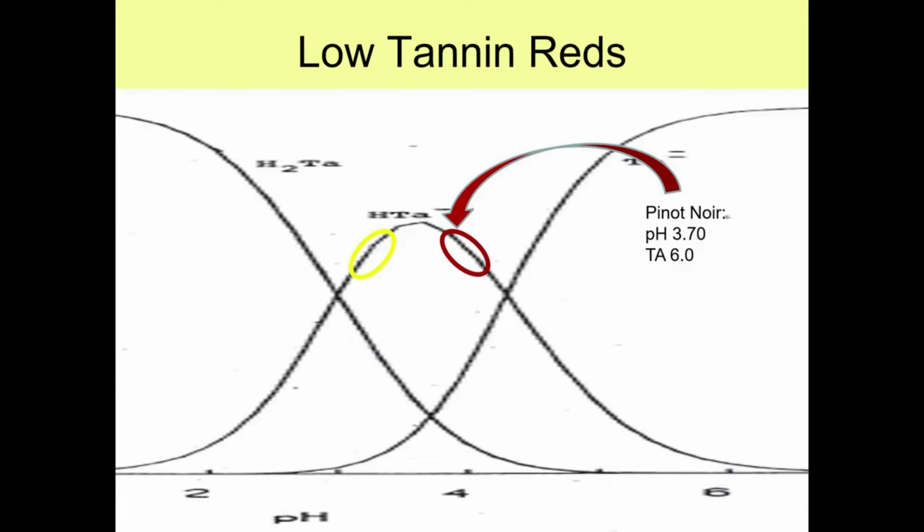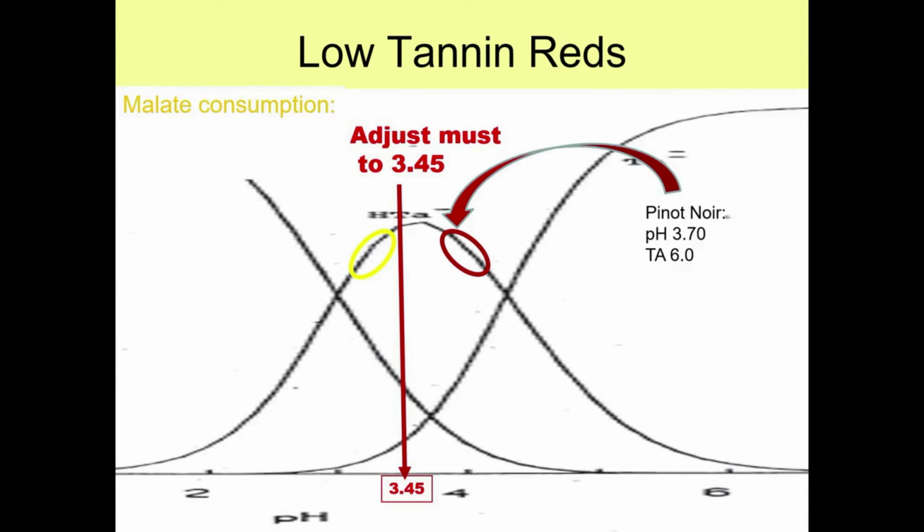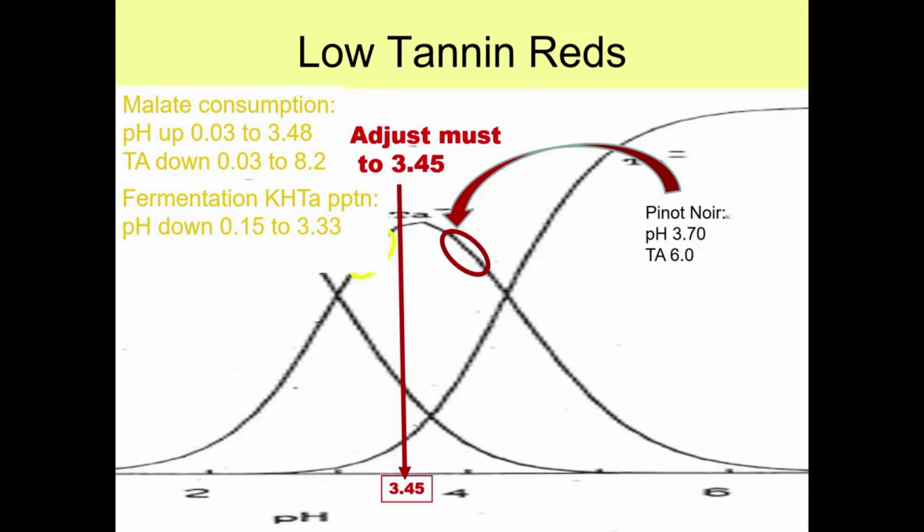So how are we going to get there? Well, we're going to start by adjusting the must to 3.45. Now what happens? Well, first of all, we get that malate consumption that has the same effect. So now we're going from 3.45 to 3.48 with a TA dropping a little bit. Now we have our fermentation precipitation, which would take the pH down to 3.3 and the TA down to about 7.2, but simultaneously we have skin contact happening. And that's going to take the pH up by about the same amount.